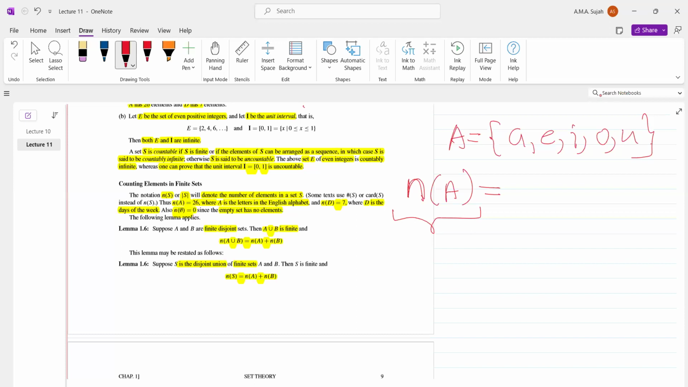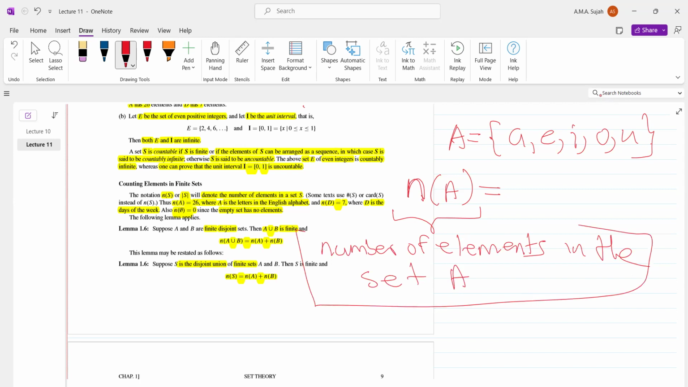It says number of elements in set A, right? So if you look at this symbol, you need to understand it. It explains the number of elements in the set A, right? This is explained by this symbol, this notation, right? Number of elements in set A, right?